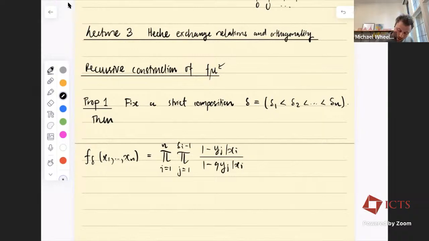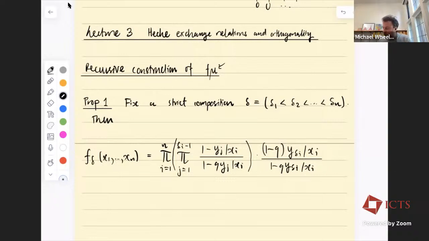And that's multiplied, maybe I'll just put a little bracket around that. That's multiplied by 1 minus q y_delta_i divided by x_i, and then 1 minus q y_delta_i divided by x_i. And just to remind you, the x's, of course, are the horizontal variables, and the y's are the vertical variables of the f function.